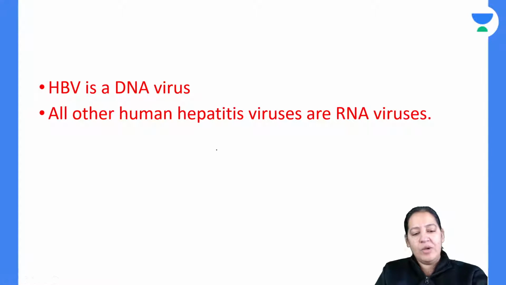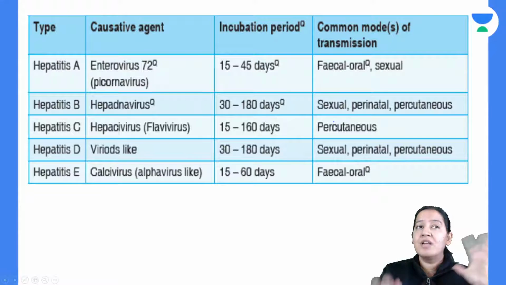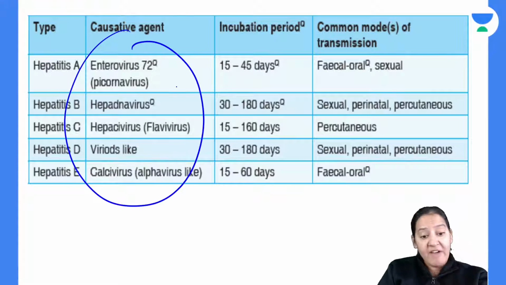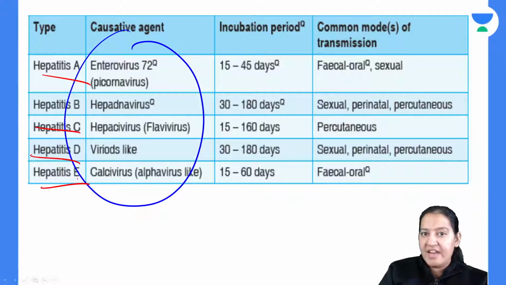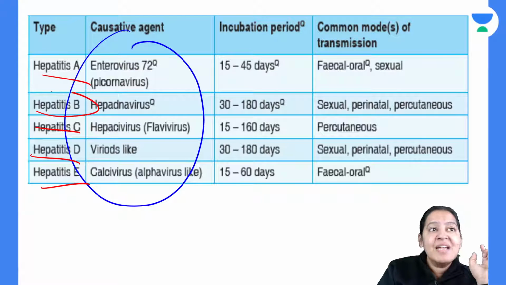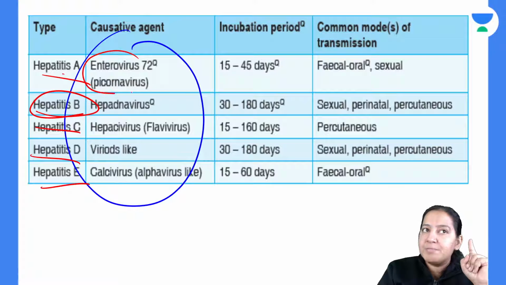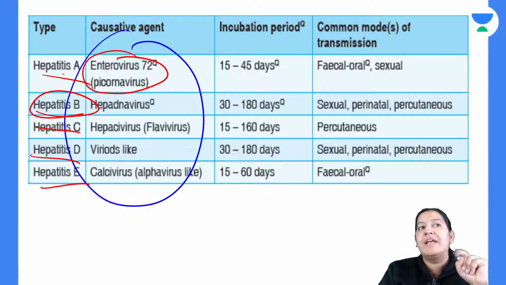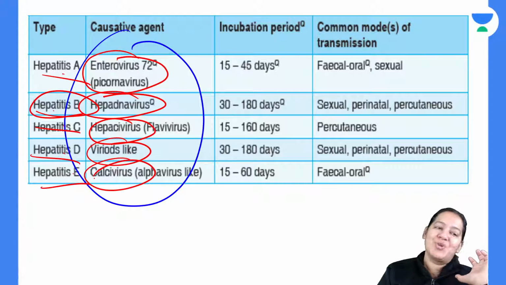We have seen that only B is DNA, and the rest are all RNA. You have to learn the name of the family of each virus. These are viruses, so they have a peculiar family. A, C, D, E are RNA viruses, but which family? And B is a DNA virus, but which family of DNA virus? A belongs to enterovirus, Picornaviridae family. B belongs to hepadnavirus. C belongs to hep C or flavivirus. D belongs to viroids. And E belongs to calicivirus.